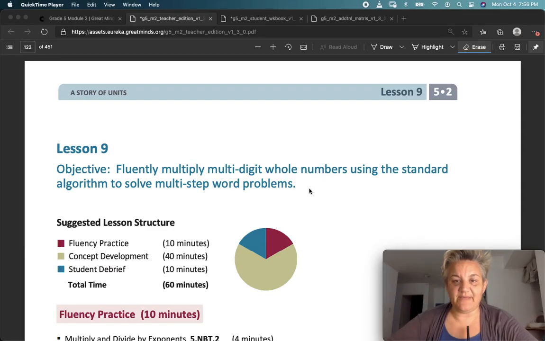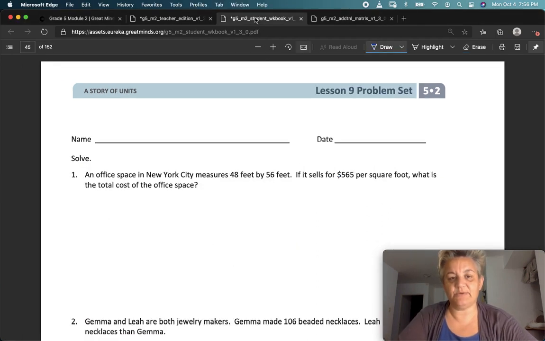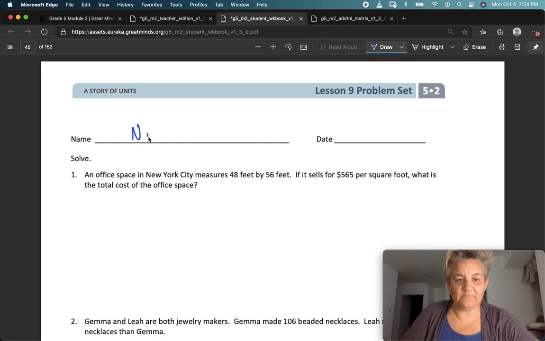Welcome to Eureka Math. This is Module 2, Lesson 9, and our objective today is to fluently multiply multi-digit whole numbers using the standard algorithm to solve multi-step word problems. So we are continuing to work on multi-digit multiplication, but we are now going to incorporate those skills in some word problems. So let's go to our problem set and write your name on your paper.